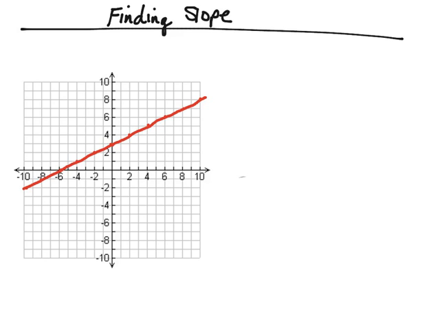Now we're going to look at how to find the slope given a line. So what I have here is a line, and what I want to do is find the slope of this line. Now remember, when I refer to slope, slope is simply the rate of change, or the rise over the run. Rise over run. So what we're going to do is find the rise over the run for this line.